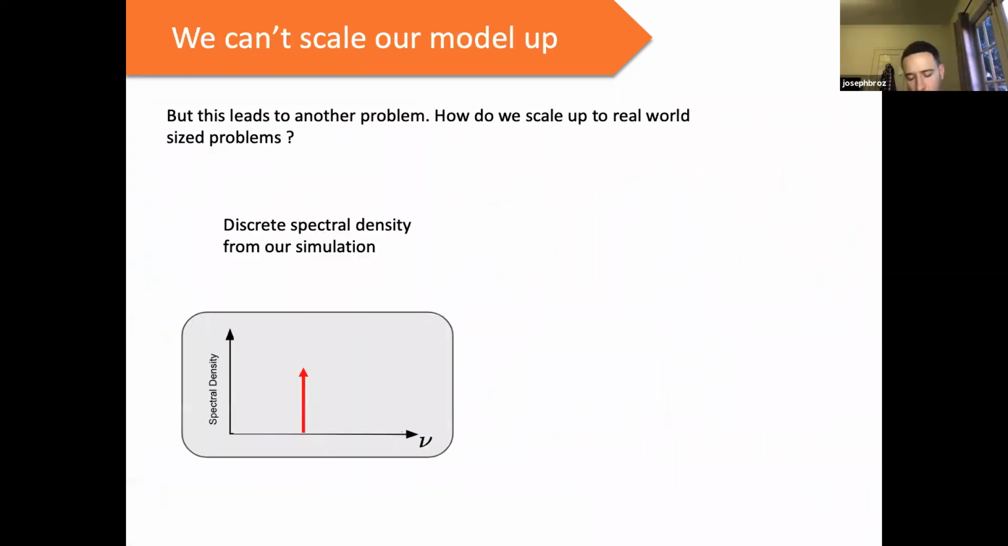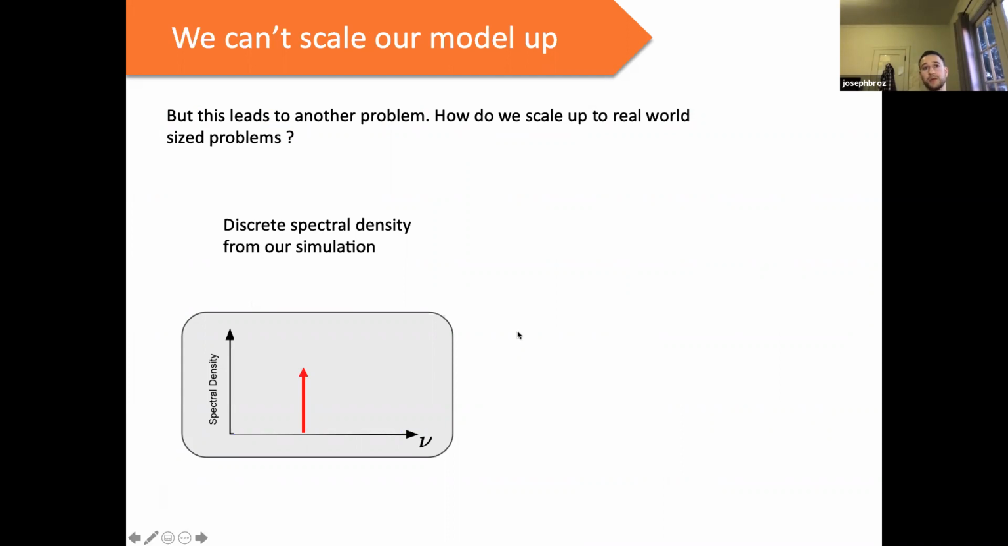Okay, so this leads to another problem in our implementation. How do we scale up to real world size problems? If you look at what would represent our spectral density, it's literally a single peak, right? We have a single vibrational mode. It has a well-defined frequency. So it is like a discrete single peak.